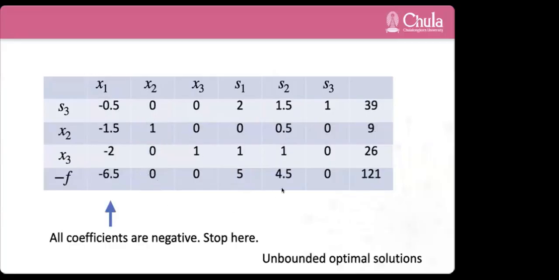Okay, we arrive at this table. This table, all of the coefficients are negative. What does it mean? This is an unbounded optimum solution, right? Unbounded optimum solution.